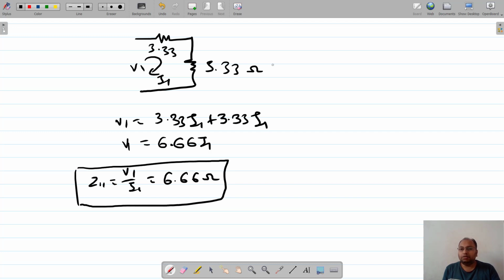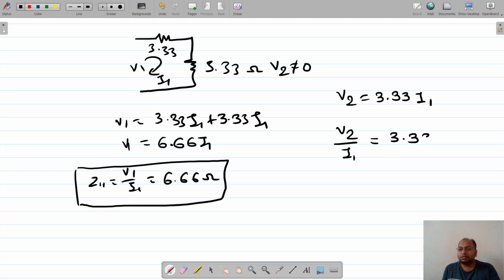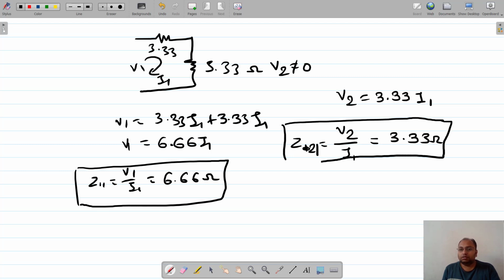What is V2? V2 is not going to become 0, though I2 is 0, and V2 is nothing but the drop across this 3.33 ohm because of current I1, and therefore V2 divided by I1 is equal to 3.33. So there is no need to go for the current division rule again and all these things, it is nothing but a time consuming process. So this is nothing but Z21, right? Fine. So we have obtained two parameters right now. Let us go for the other two parameters.